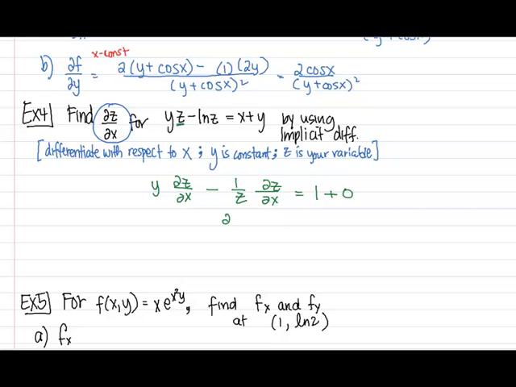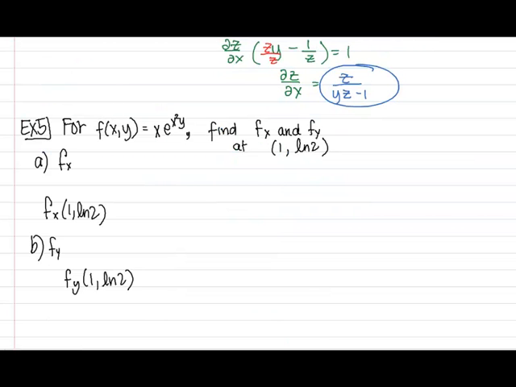I'm solving for dz/dx, so I need to factor that out. So I have (y minus 1 over z) times dz/dx equals 1. So dz/dx equals 1 over (y minus 1/z). I can actually combine these by giving them a common denominator, z over (yz minus 1).